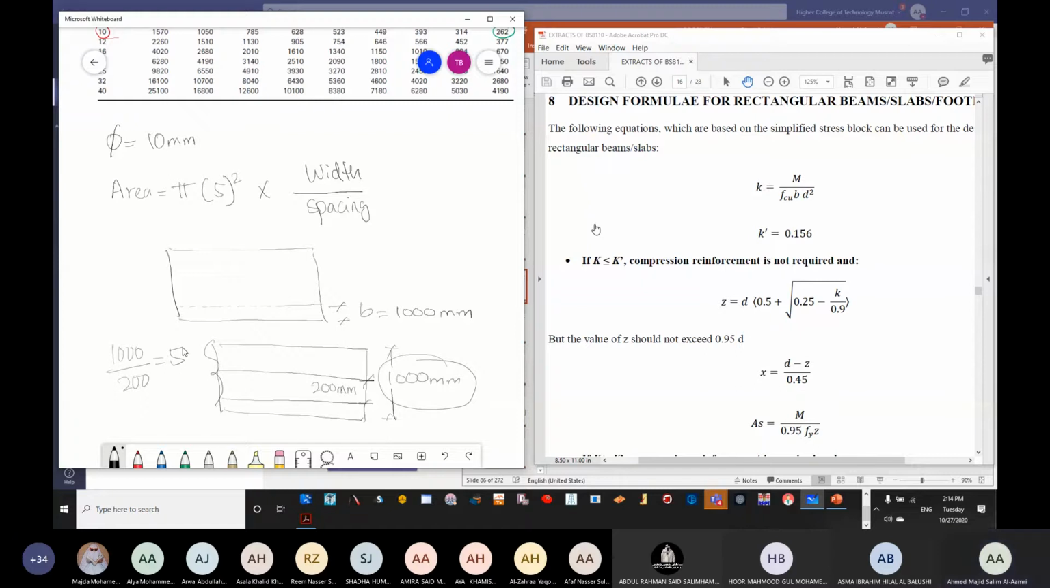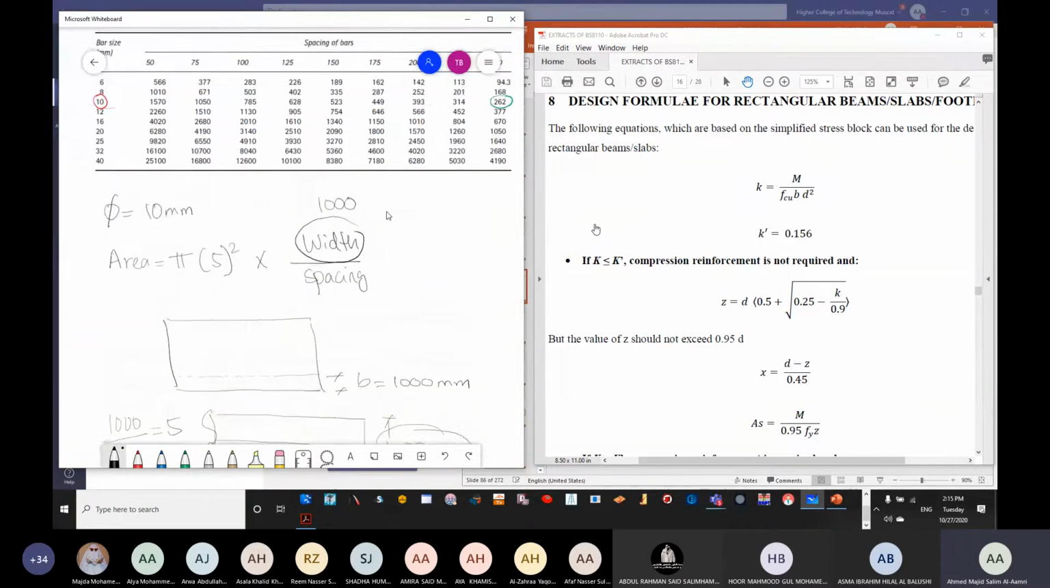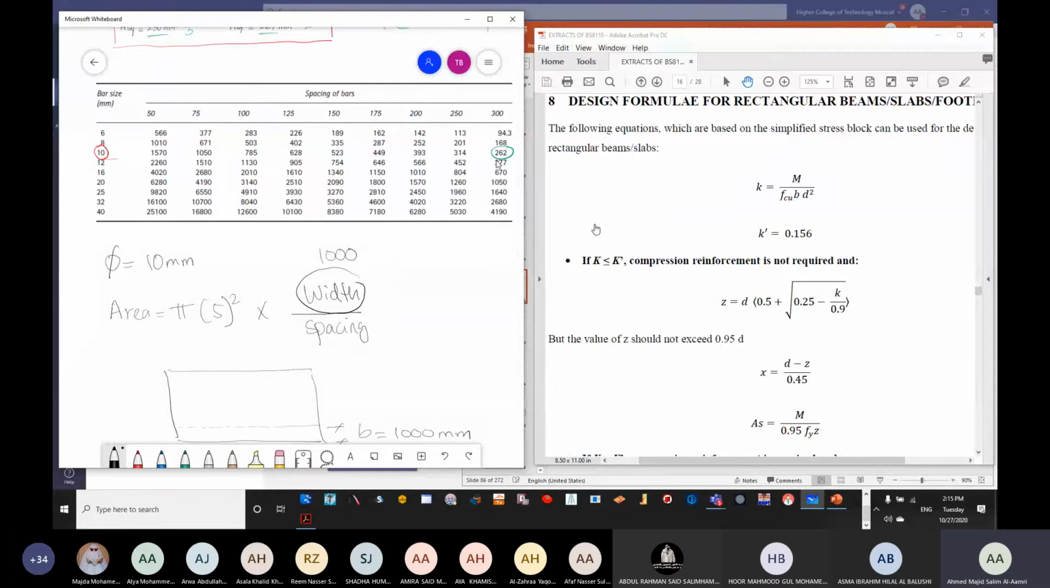Are we clear about this concept? So now our width is fixed, that is 1000. Spacing is the value which is varying. So for example, if we want to check for 262, how did we get it? It's pi 5 square multiplied by 1000 divided by 300, where 300 is the spacing.